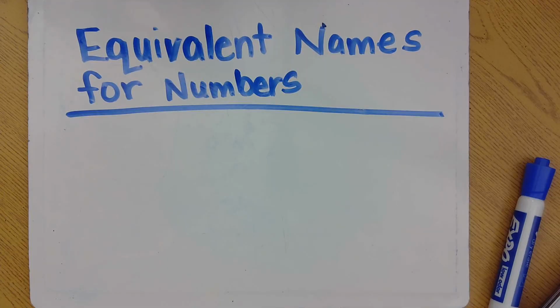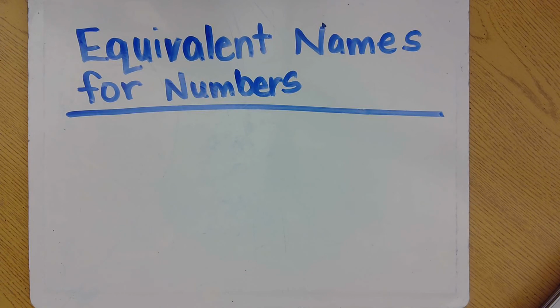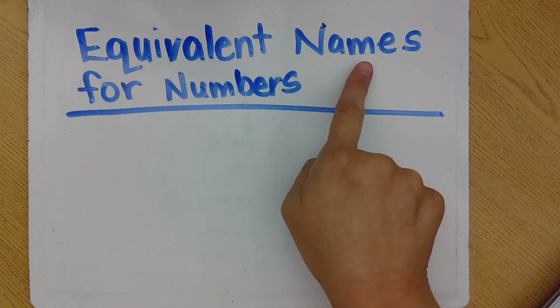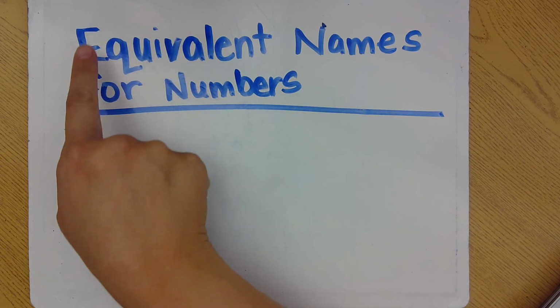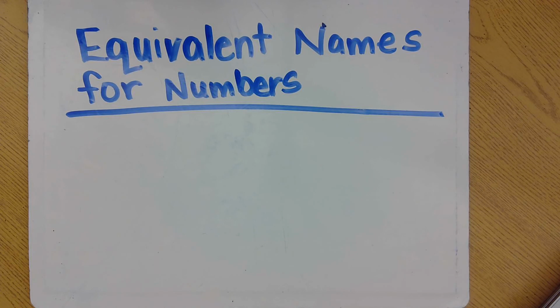So today we're going to do the same with numbers. We're going to talk about equivalent names for numbers. So here we go. Just like you have lots of different names, numbers can be called different names as well. Those are called equivalent names. I see a word here, equivalent, sort of looks like the word equal.